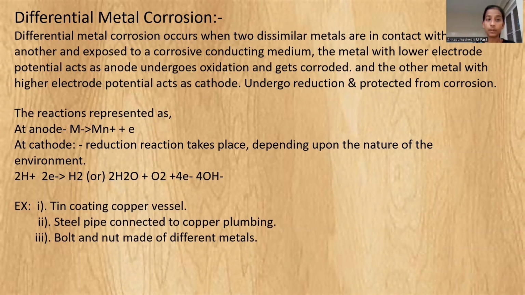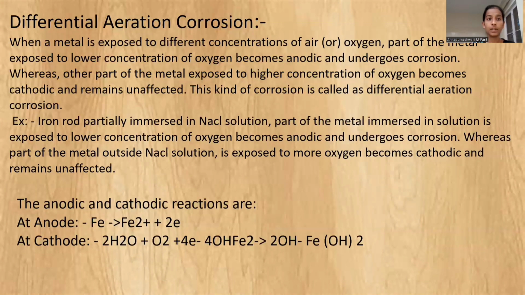The examples of differential metal corrosion are tin coating on a copper vessel, steel pipe connected to copper plumbing, and bolts and nuts made with different metals. And the next one is differential aeration corrosion.